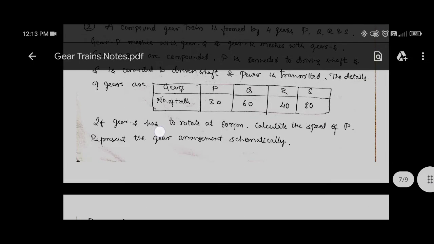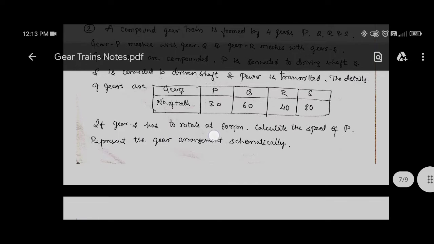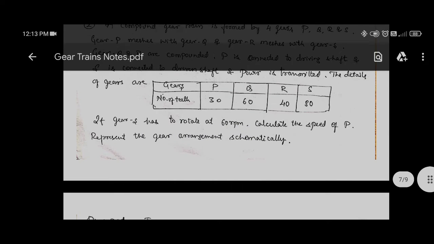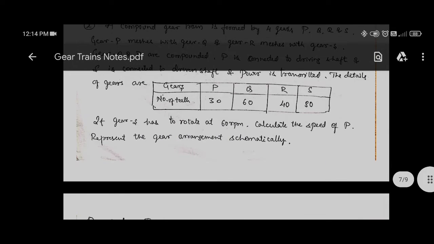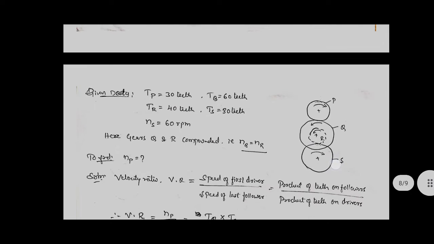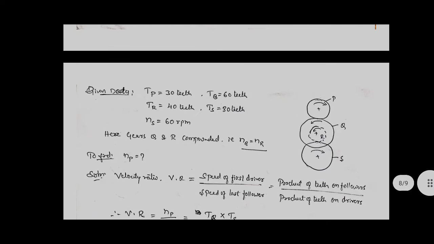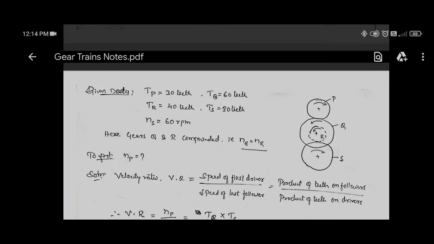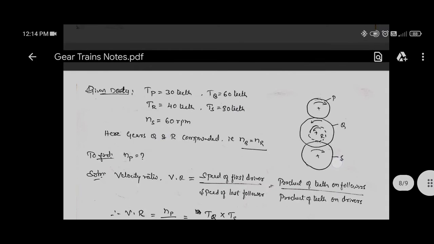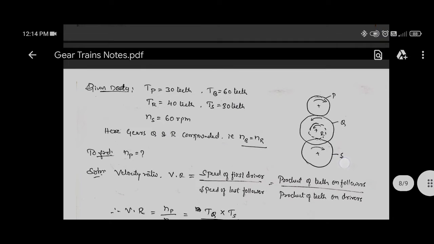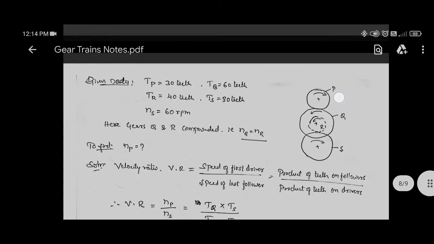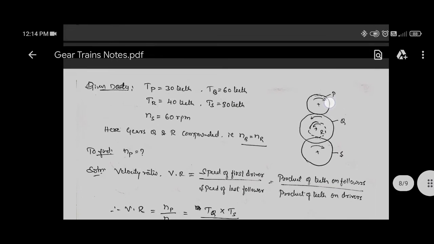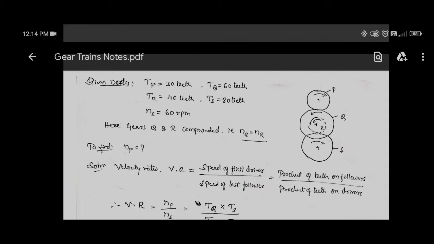And then one more data we have here. If the gear S has to rotate at 60 rpm, calculate the speed of P, and represent the gear arrangement schematically. So this is the gear arrangement. You have to represent this gear arrangement as per here. And they have given the speed of the last gear, that is NS, the last gear NS is 60 rpm. So you have to find the speed of the first gear, that is NP. Okay, that you have to find out here.